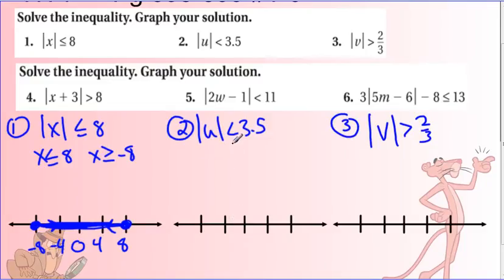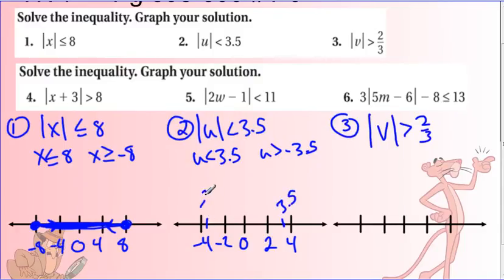Number 2, u is less than 3.5, so you get u is less than 3.5, and u is greater than a negative 3.5. Scale 0, 2, 4, negative 2, negative 4. 3.5 would be like here. Okay, I need a hollow, let's just do this one. So less than 3.5. So hollow dot less than 3.5. Bigger than negative 3.5. Hollow dot greater than negative 3.5, which is the stuff in between.